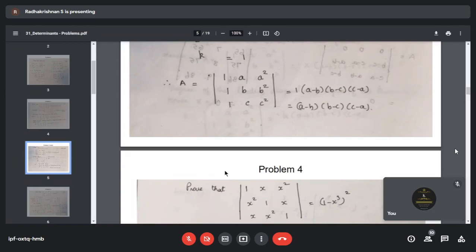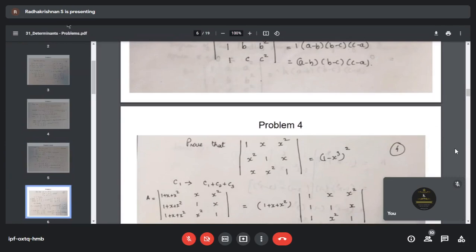The first thing you do in such a problem is put C1 transforms to C1 plus C2 plus C3. Now, 1 plus x plus x square, the same in every entry. Columns 2 and 3 we don't touch. Column 1 only we change. We can take out this 1 plus x plus x square and make the first column 1 1 1. Columns 2 and 3 remain as they are, but it will become a much simpler determinant. So what else can we do now?